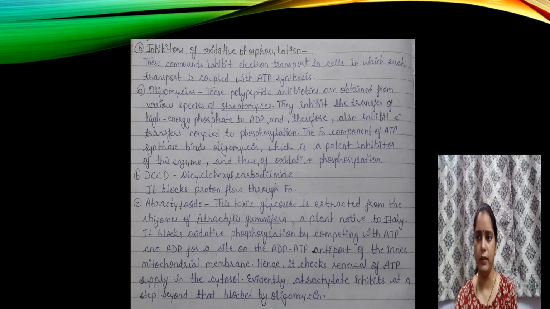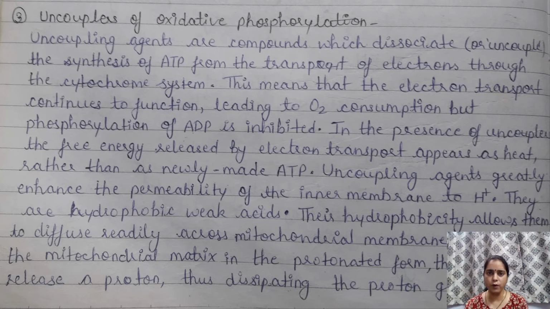Okay, next one. Uncouplers of oxidative phosphorylation. There is a difference between inhibitors and uncouplers. Inhibitors only inhibit the synthesis of ATP molecules, but uncouplers actually uncouple the oxidation or electron transportation from phosphorylation of ADP. Okay, so uncoupling agents are compounds which dissociate or uncouple the synthesis of ATP from the transport of electrons through the cytochrome system. This means that the electron transport continues to function, leading to oxygen consumption. But phosphorylation of ADP is inhibited in the presence of uncouplers.